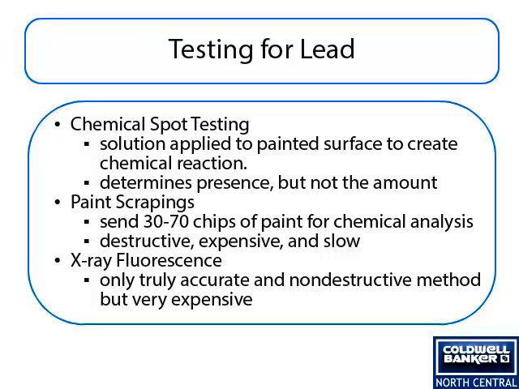Testing through paint scrapings involves sending 30 to 70 chips of paint to a lab for chemical analysis. This is destructive, potentially expensive, and a slow process as it takes the lab several days to process the chips.